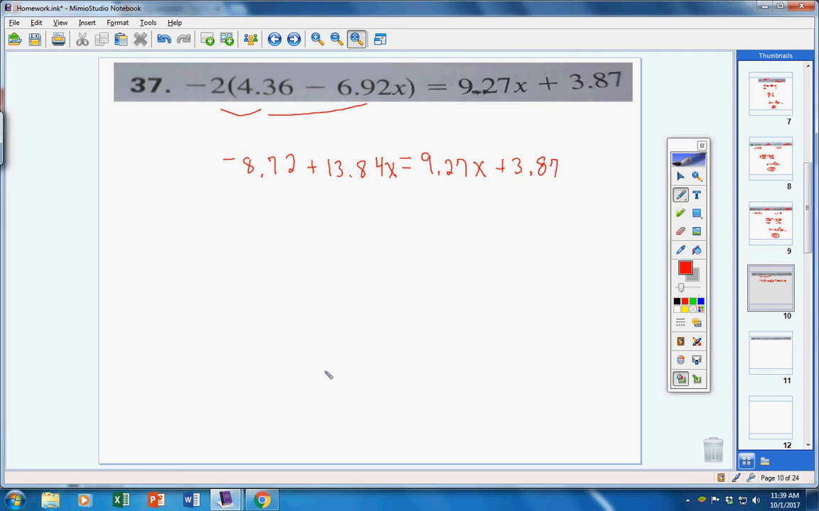Okay, so the simplifying is done. Eliminate fractions, there are none. Next, we're going to move variable terms to one side, constant terms to the other, so negative 9.27x, move this over, positive 8.72. Alright, so here we go, positive 4.57x, over here it would be 12.59, should be an x here.